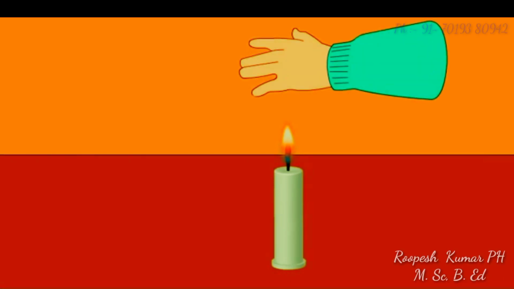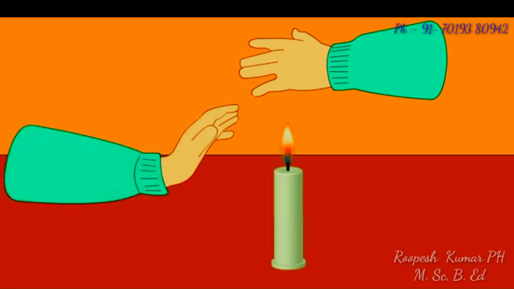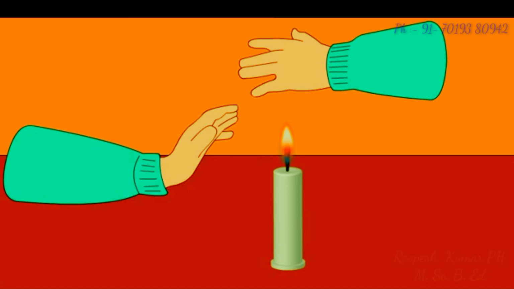Convection in air. Fix a lighted candle on a table. Keep one hand at a safe distance above the flame of the candle and the other hand on the side of the flame. We will find that the hand kept above the candle flame feels quite hot, but the hand kept on the side of the flame does not feel so hot. This can be explained as follows.